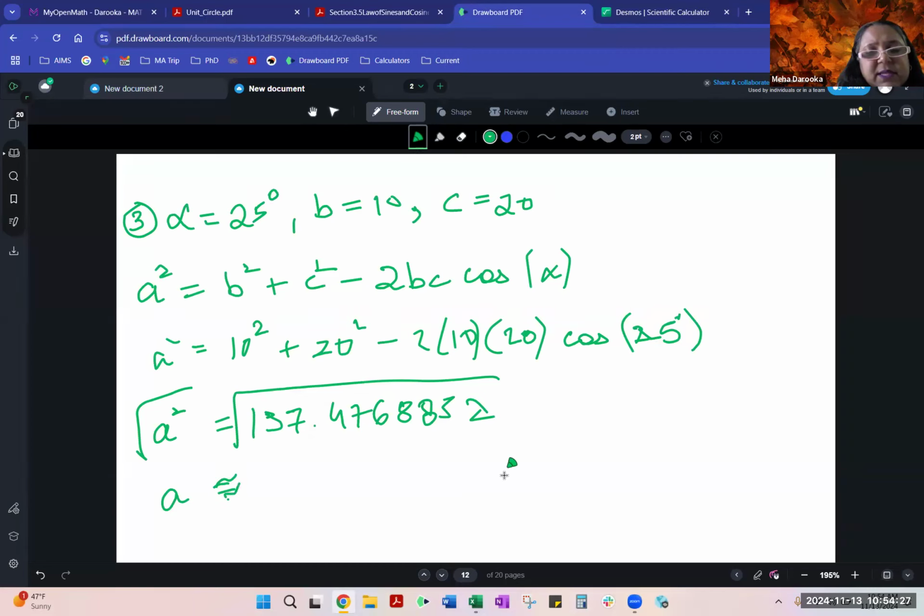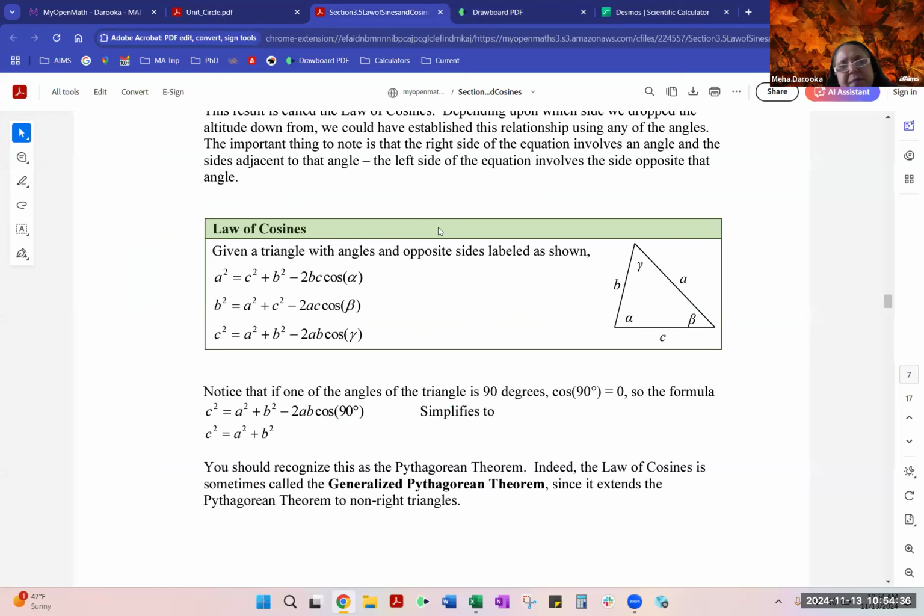So approximately 11.73. So of course that gives you the third side, but we still have the two angles to find, right? So in this case, since we were given angle alpha, we need to find angle beta and gamma.